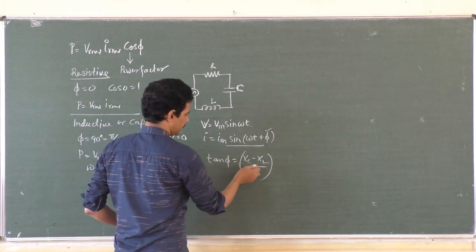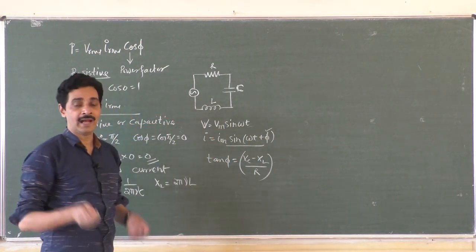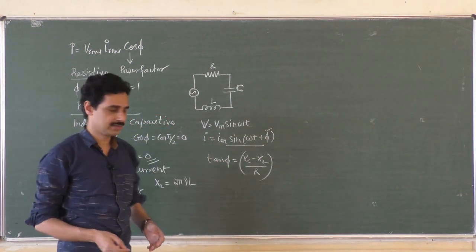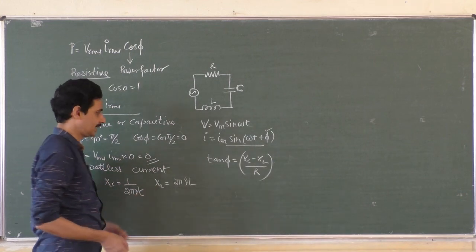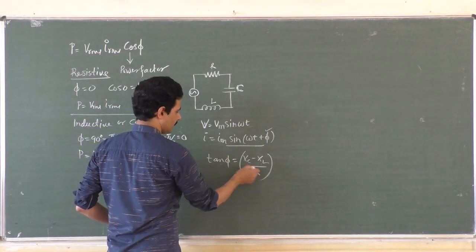And what happens to this? This becomes negative, phi becomes negative. That means current lags behind. At exactly the resonant frequency, what happens? XC equal to XL. XC minus XL is 0, but R is not 0. Tan phi is 0, phi is 0.